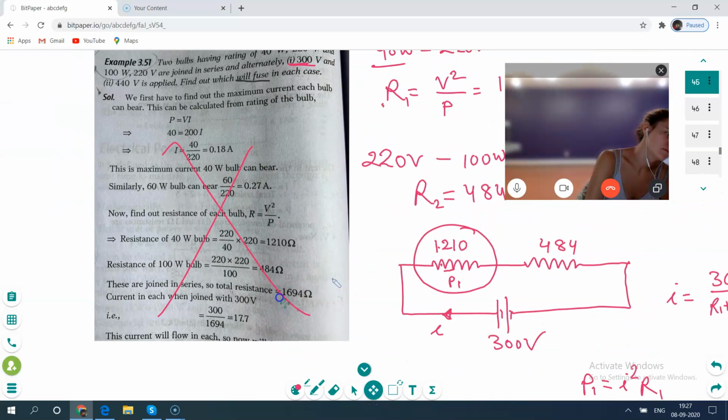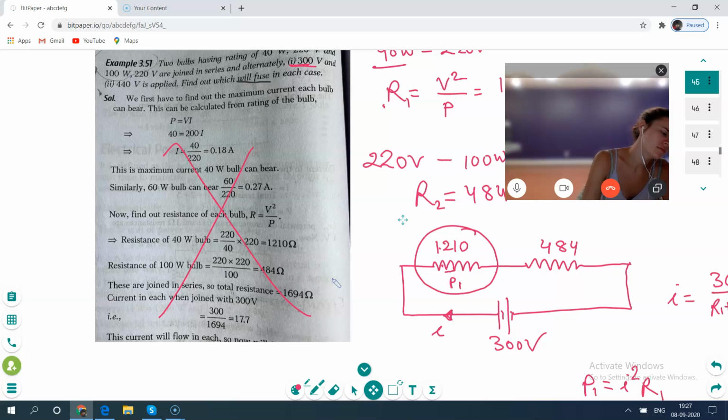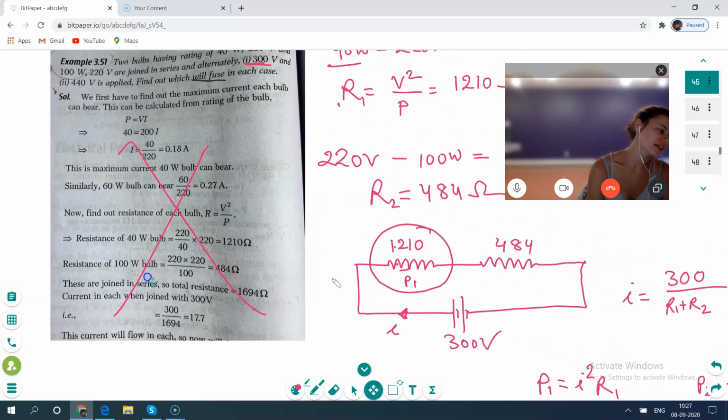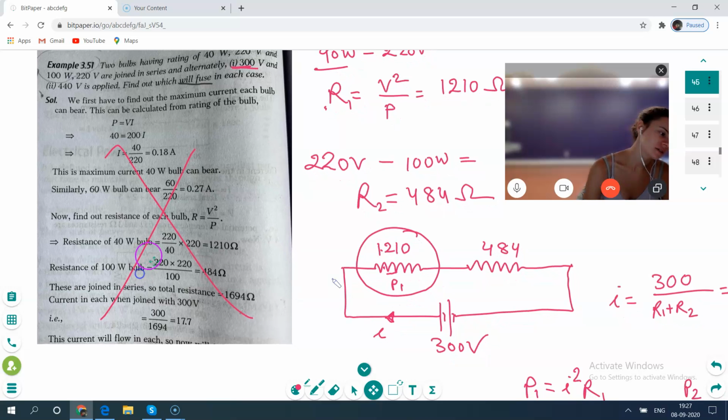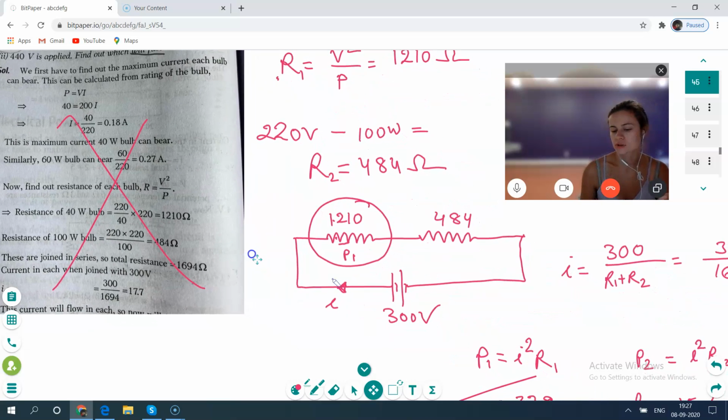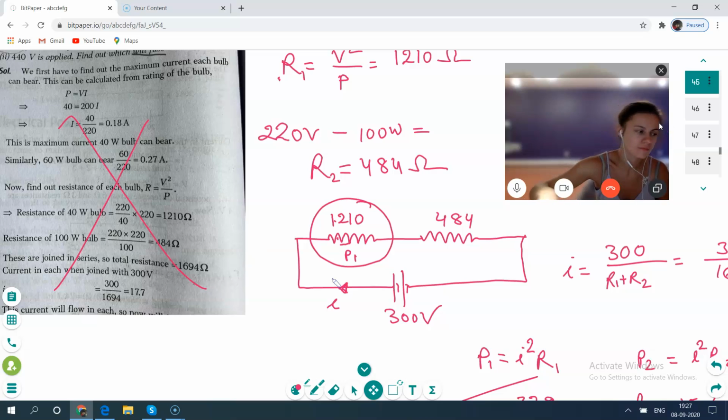Is it clear? Just see the answer. Yeah, they're saying that for the 40 watt bulb, the first bulb will fuse, and the 100 watt bulb will remain safe. The current is less than the maximum permitted. They just first find the maximum permitted current. It's almost the same. Yeah. This is the correct way.